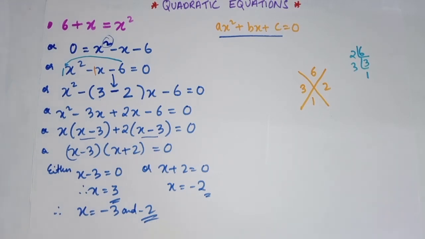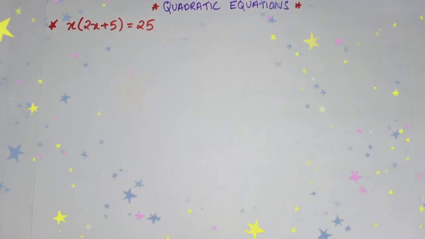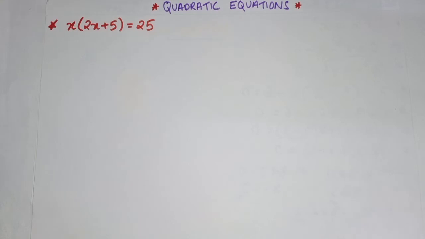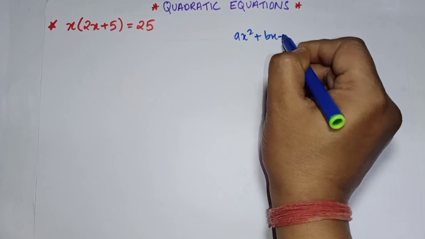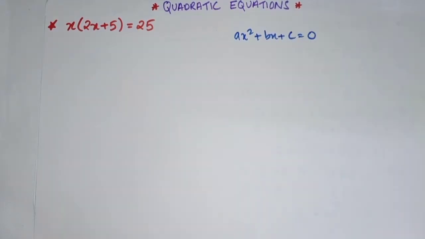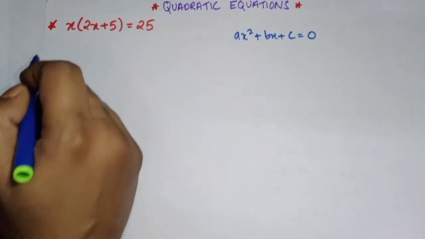So now let's solve another question. So here we are ready with another question. Is it in the form of a quadratic? What is the quadratic form? ax square plus bx plus c is equal to 0. So first we have to make it in this form. And it's important also.